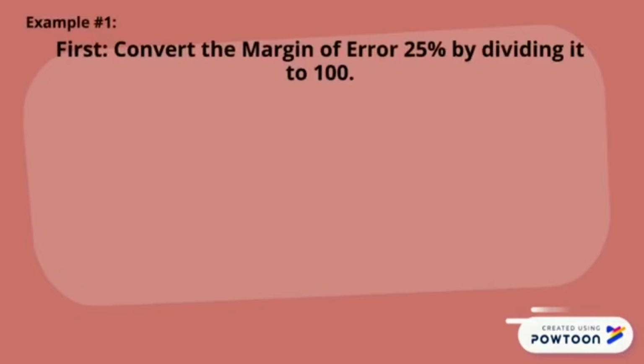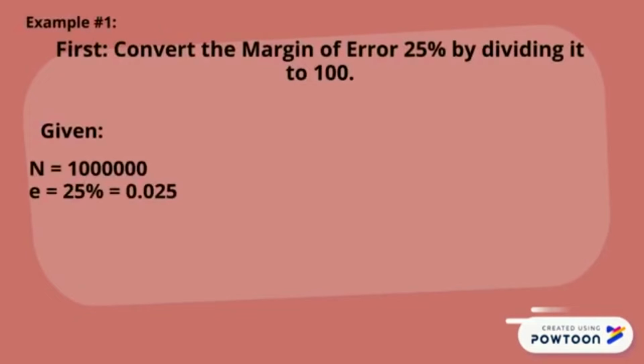Example number 1. Convert the margin of error 25% by dividing it by 100. Given N, which stands for the number of population, is equal to 1 million. E, which stands for the margin of error, is equal to 25% or 0.025. And we are looking for n, which stands for the sample size.